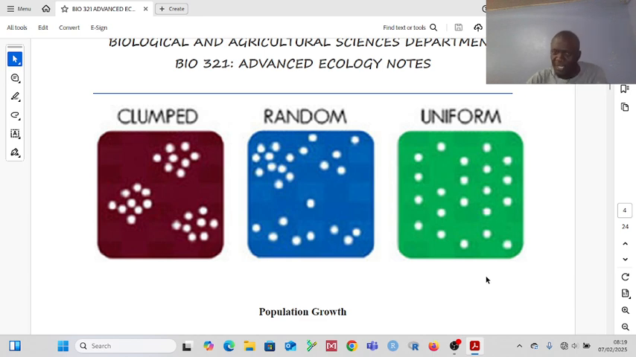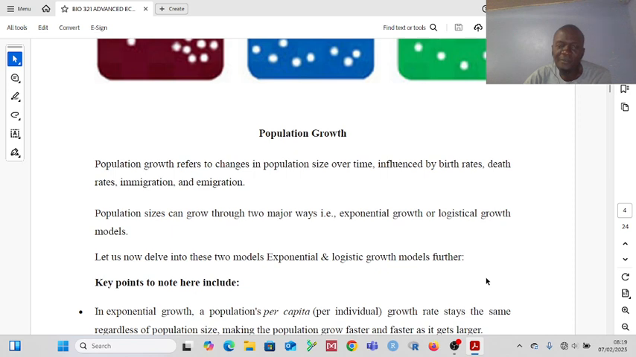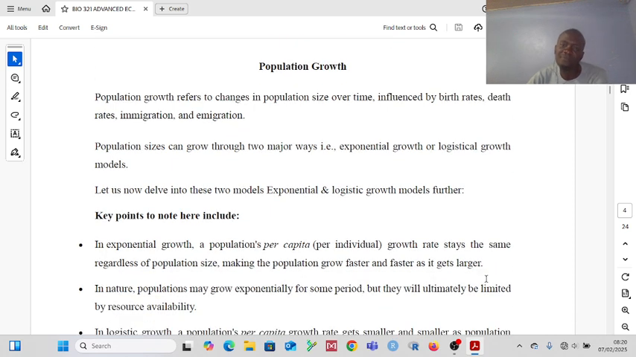Okay. So let's now think of population growth. It is in the interest of all of us to know whether the organisms that are making up a certain population are either increasing or decreasing.